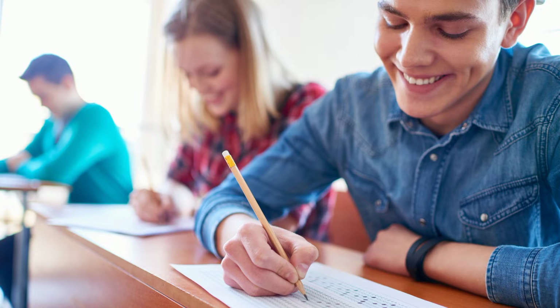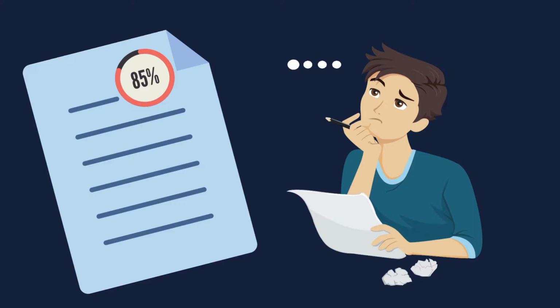Suppose that you had your third periodical exam in science. When you get a score of 85% in the examination, it means that you have answered 85% correctly, or you have answered 85 items correctly in a 100 item exam.